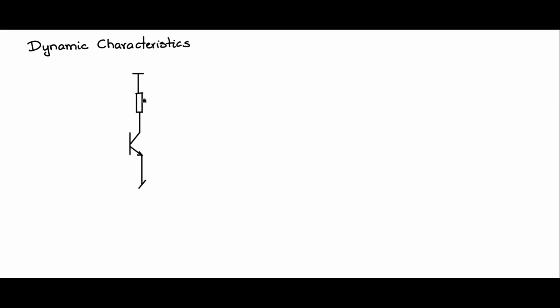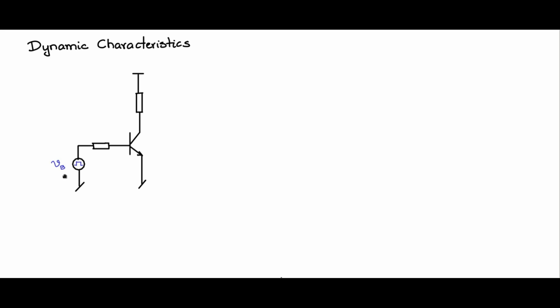So we have VCC, we have a load, and we have the BJT. Emitter is grounded. Then on the base side we have the base resistor. Then we have a source, the base voltage source, which is supposed to give the pulse signal, which will switch on this BJT or switch off the BJT.